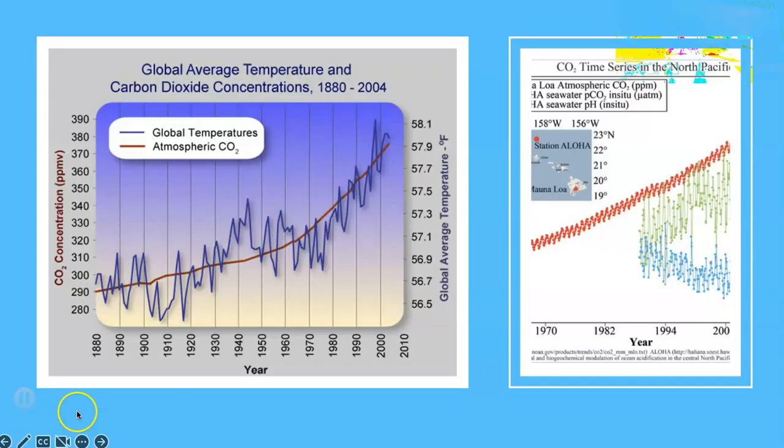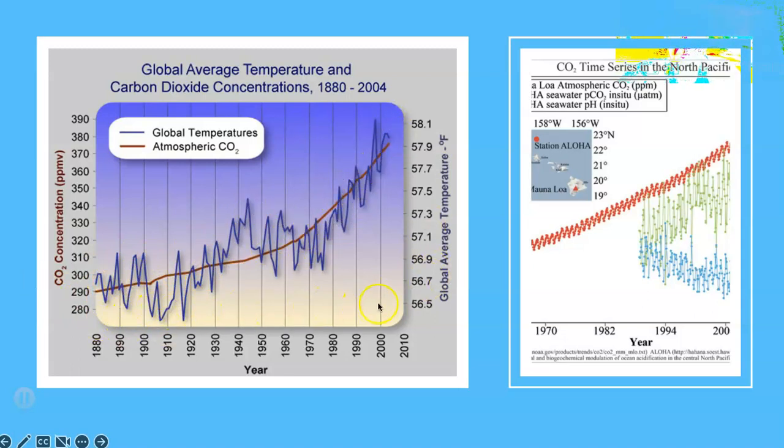Global warming. The graph on the left shows concentrations of carbon dioxide in the atmosphere from 1880 to 2010, and that is the red line. And then the blue line is average global temperatures, and that scale is over here on the right. So you can see that temperature does vary quite a bit. It isn't a steady increase, but if you look overall, it is increasing.